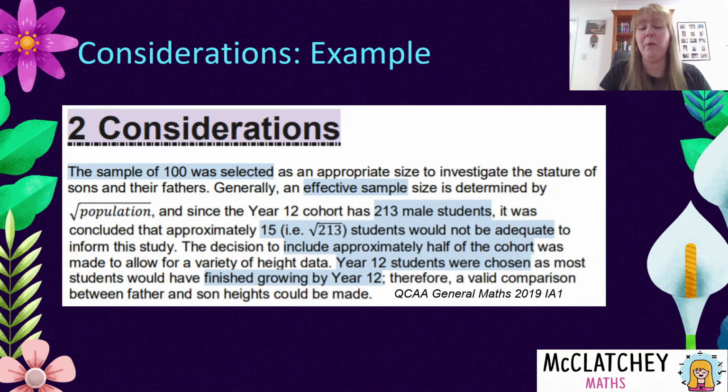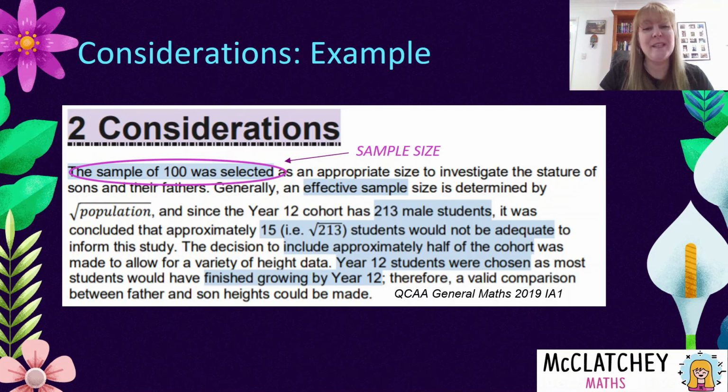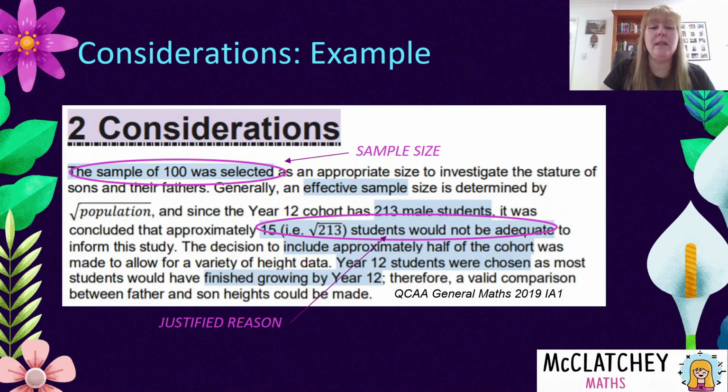So here's an example. This is taken from the QCAA General Maths exemplar from their website. And there's some really good things that are part of the considerations here. You notice again, it's only brief, doesn't go on for pages and pages. So they tell us firstly what sample size they use. They've used a sample size of 100. Why did they use that? They used that because they found that the square root of 213 was a particular method that they were using, and they decided it was approximately 15, and then they decided to round up and so on. That justified reason is part of your evaluate grade.